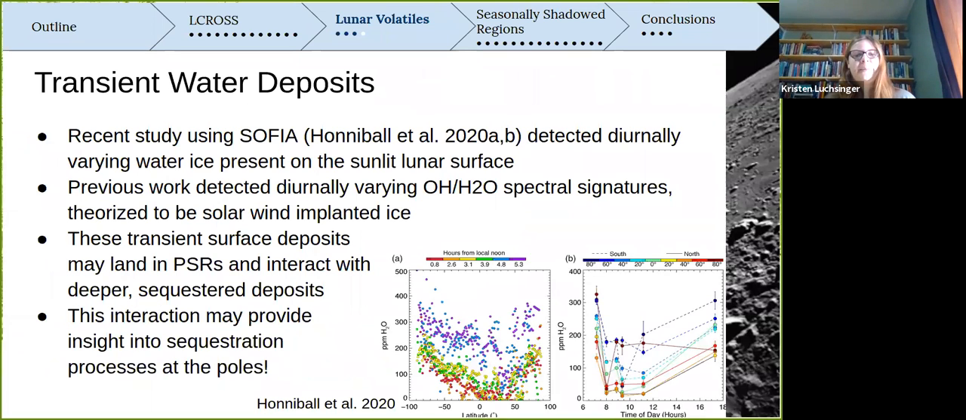And then I'm going to talk a little bit about transient water deposits. Recent work by Casey Honniball has been really fascinating, looking at this diurnally varying, specifically H2O signature, which is a huge step forward. We've known about a varying OH signature, but we weren't sure if it was OH or H2O. So this work was really, really exciting to see come out recently. And so we're looking at this transient surface deposit, and then we also know about these deeper sequestered deposits.